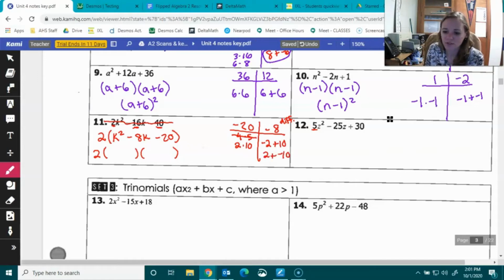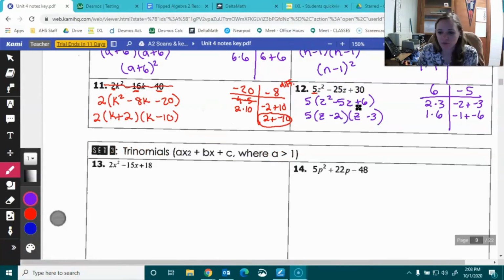It would be this one, since I get a negative 8. 2 plus negative 10 is negative 8. So those are my two factors, positive 2, so k plus 2, and then minus 10, k minus 10. Alright, now we're all factored nice and neat. Okay, why don't you go ahead and pause the video and try number 12.